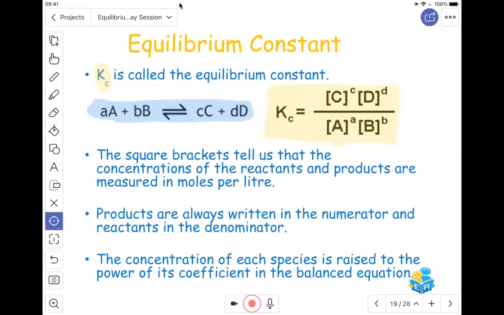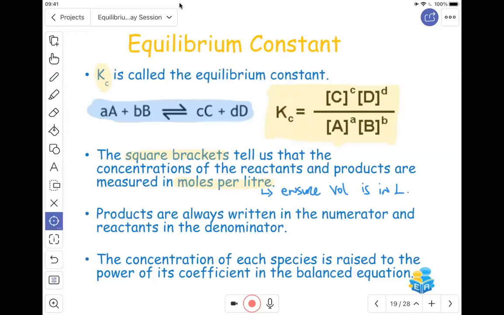As you can see, we have square brackets here in our formula. The square brackets are basically telling us that the concentration of the reactants and products are measured in moles per litre. And this is important because, if you're given a question, you need to ensure that your volume at the end is in litres. So for example, if a question told you that an experiment was carried out in a 10-litre container, you would have to divide your amount by 10 in order to get it to moles per litre. So just be aware of that and remember that, but I've done a table for you that will help you remember this.